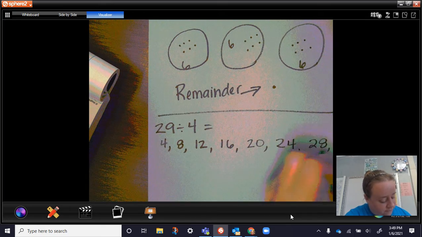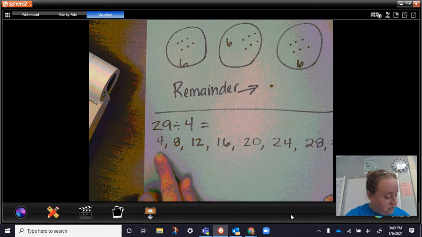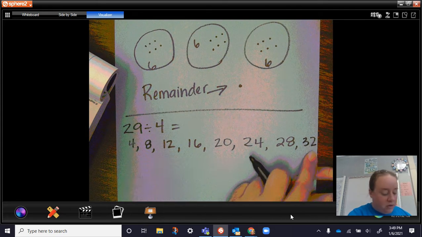And then 3 more or 4 more would be 32. So here's me skip counting by, let me move it over. Here's me skip counting by 4.